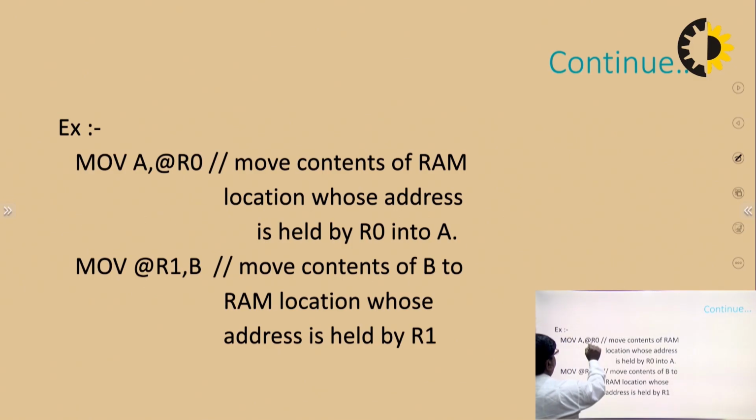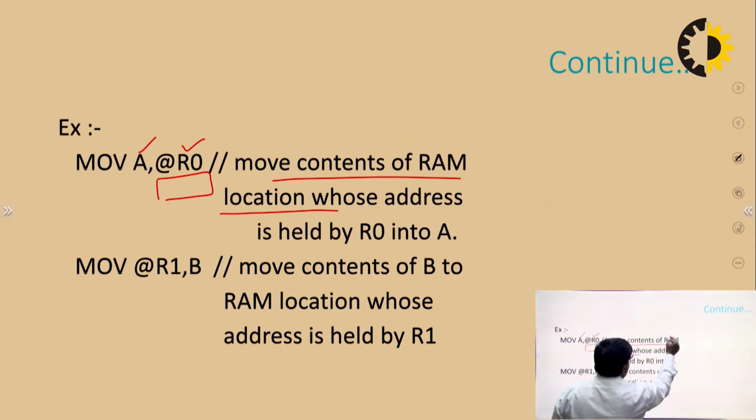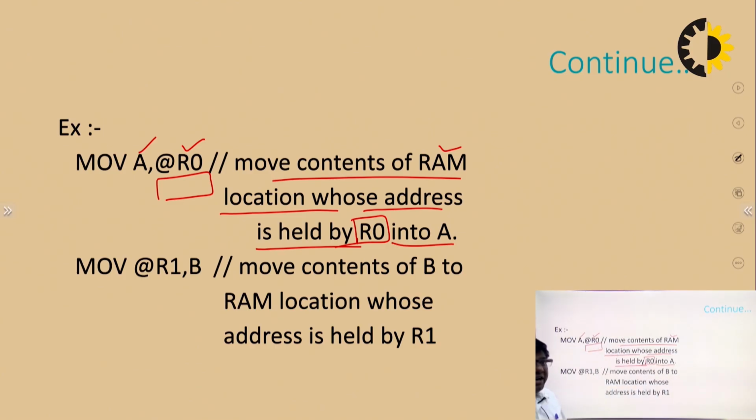Now, here the address in the R0 register transfers the content into A. Move the content of the RAM address held by this register into A. Directly, the content of R0 is not transferred into A. The address in R0 is used, and at that particular address, the operand is found.